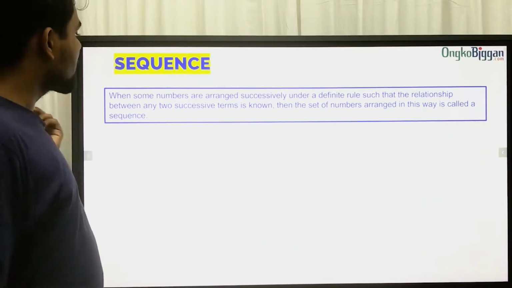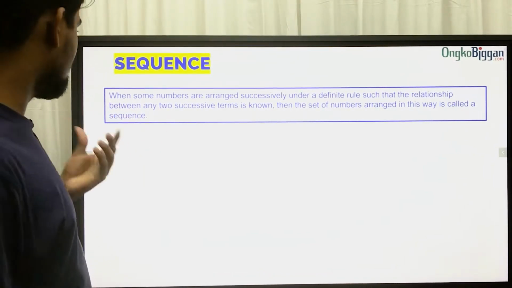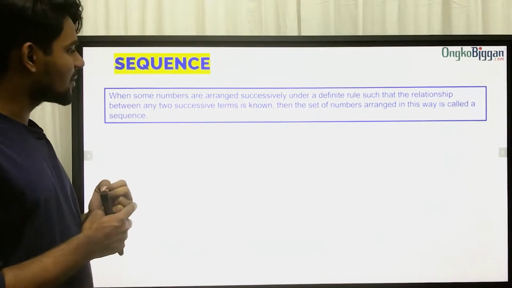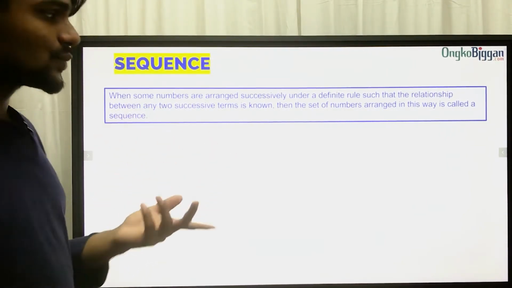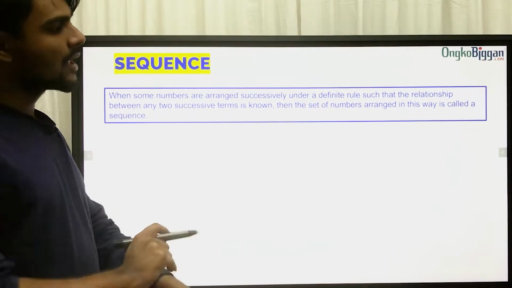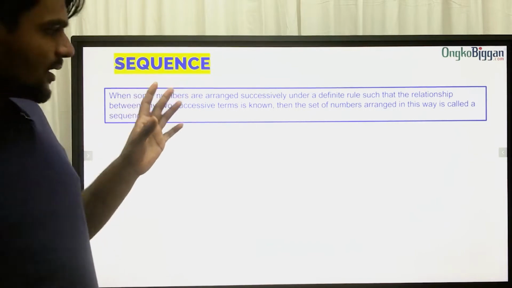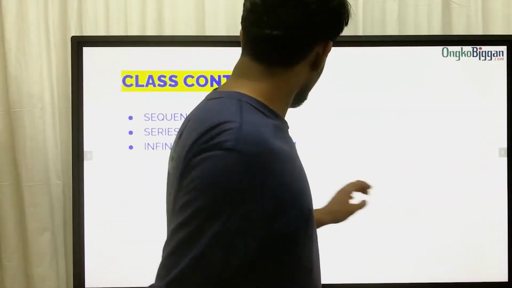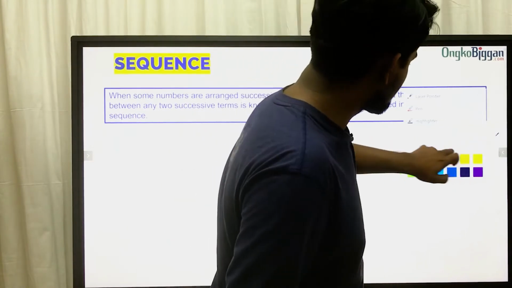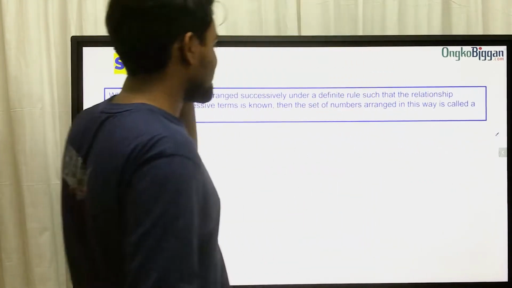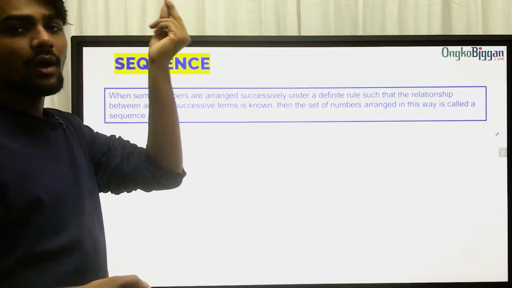When some numbers are arranged successively under a definite rule such that the relationship between any two successive terms is known, then the set of numbers arranged in this way is called a sequence. So let us first find a relation. I am having some problems with the board, so let me use the pen. So let us see a sequence and its relation.